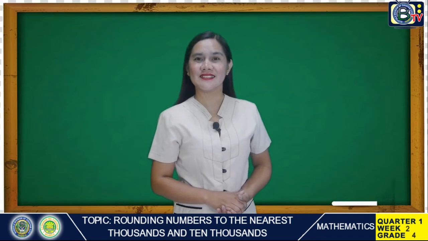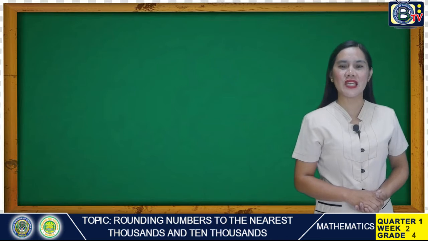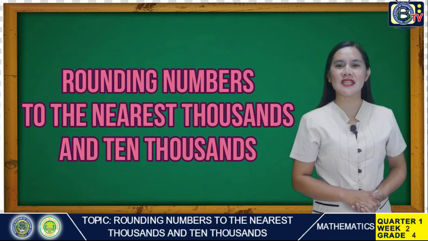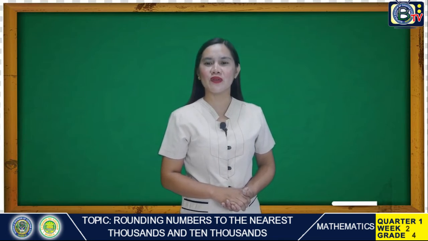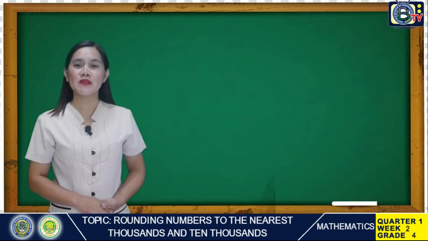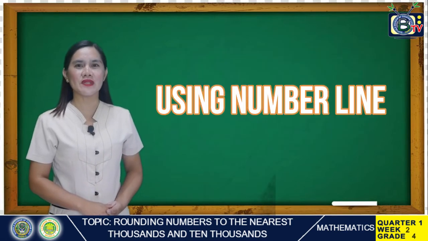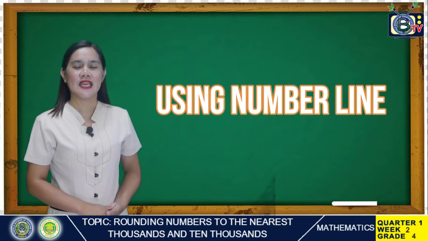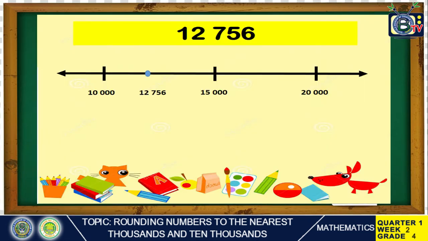Are you ready? As what I have said a while ago, our lesson for today is about rounding numbers to the nearest thousands and 10,000s. Make sure that you have your module with you so you can easily follow the flow of our discussion. Rounding numbers can be done in two ways. One way to round off numbers is by using number line. Let us round off 12,756 to the nearest 10,000s. Look at the number line in your module on page 9.